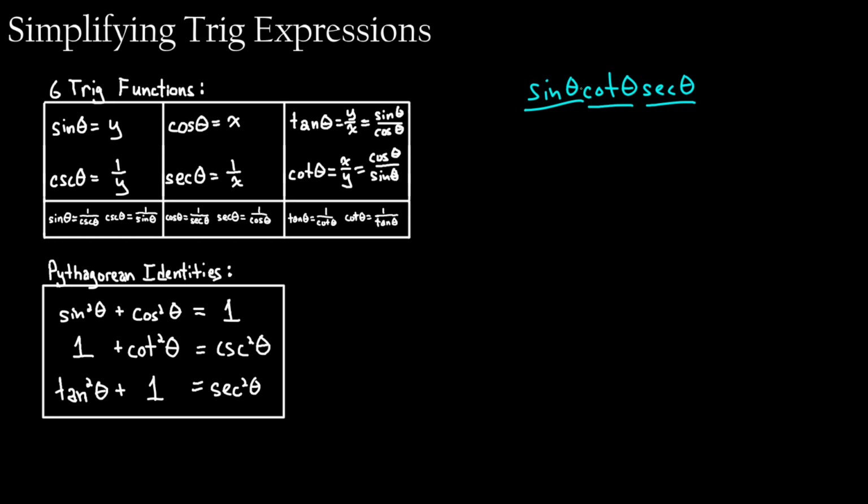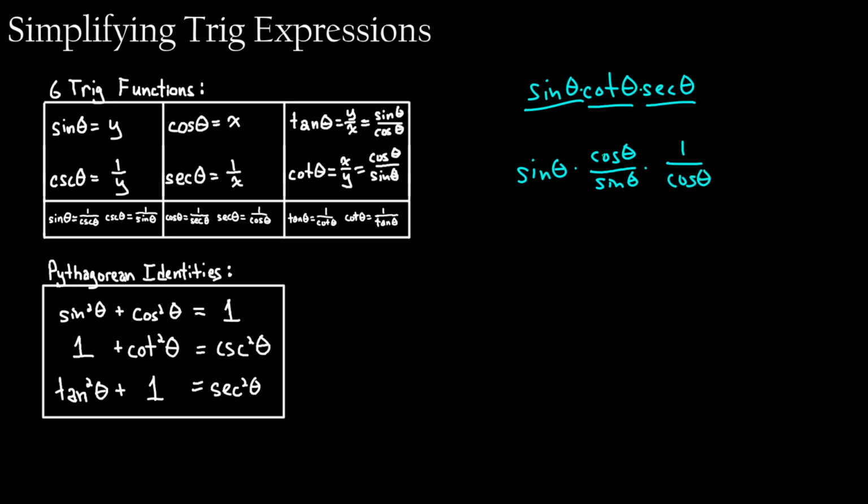Sine is already in terms of sine, so that's just sine theta. Cotangent is cosine over sine, so that's cosine over sine, just substituting. Times the secant. What's the secant? The secant is the reciprocal of the cosine, so secant is 1 over cosine of theta.